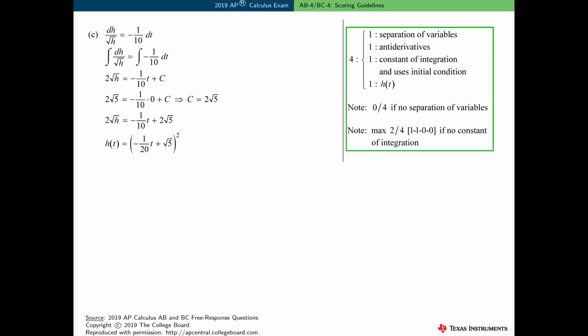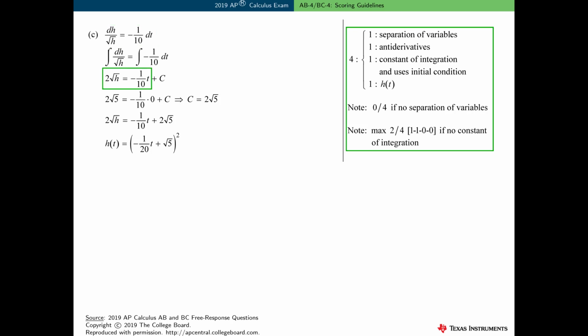Part C was worth 4 points. The first point was for separating the variables, bluntly, for putting all the h's on one side and all the t's on the other. And it doesn't really matter where the constants go. Looking ahead, we simply try to place the constant on the side that leads to the easiest algebra.